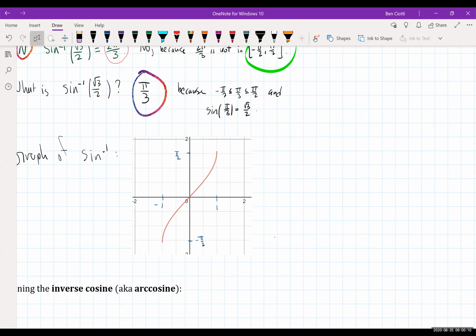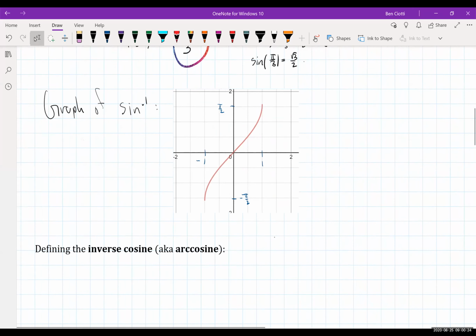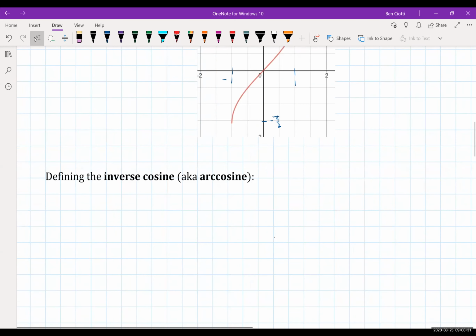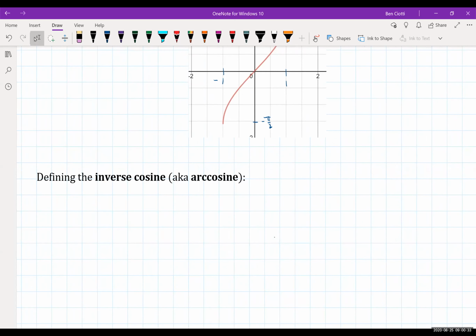Okay, so I guess now I'll do cosine. I'm defining sine inverse, cosine inverse, and tangent inverse in this lecture, and this is kind of technical, so I apologize if this lecture is kind of boring. It's just we have to do it. So I'm now going to do something very similar for cosine.